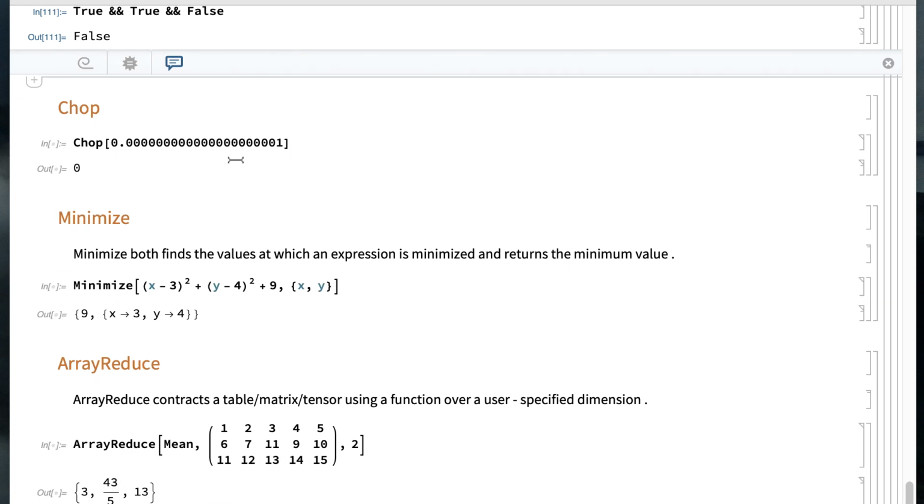Chop. Sometimes when you're working with numeric evaluations, there are little tiny numeric errors that creep in that you know are wrong. Chop basically says take very, very small numbers and take them down to what they're supposed to be.